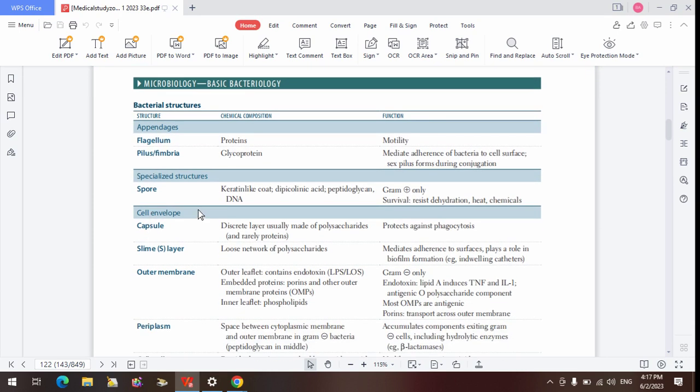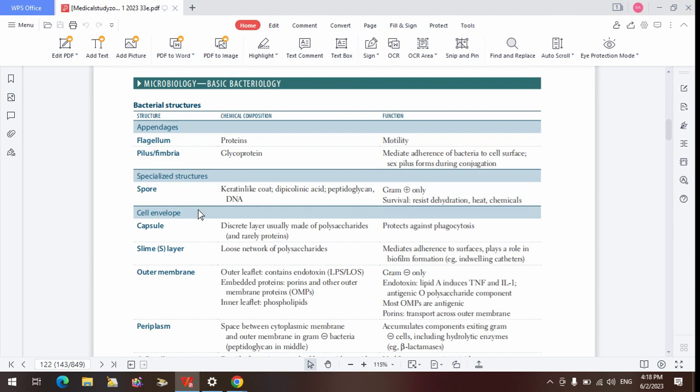Specialized structures are just structures of the bacteria that the bacteria tends to differentiate into in response to an environmental stimulus. They do some specific function in response to a situation. Now, the only specialized structure that we are looking at is a spore. So what is a spore? A spore is just like a dormant form of the bacteria.